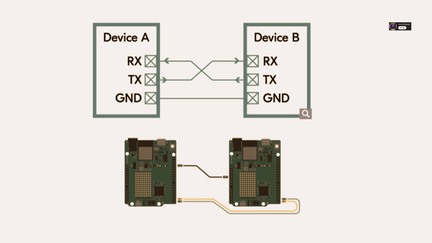Right, the common ground. Easy to forget, I bet. Oh, definitely. That's a super common pitfall. Forgetting ground or connecting TX to TX and RX to RX. Oh, right. It needs to be crossed over, doesn't it? Exactly. TX from device A goes to RX on device B, and RX on A goes to TX on B. Always cross them. Okay, TX to RX, RX to TX, and don't forget ground.